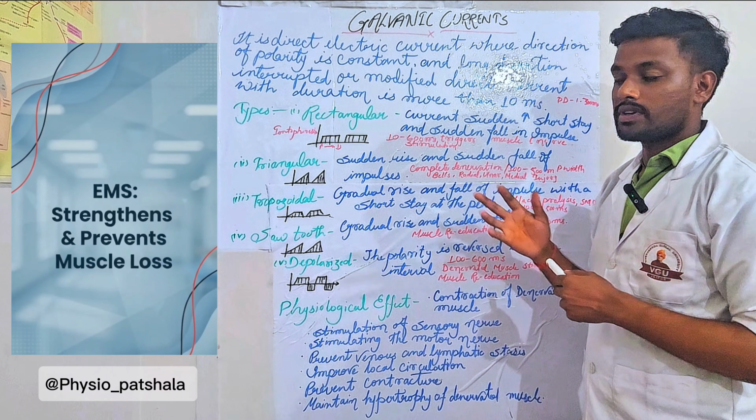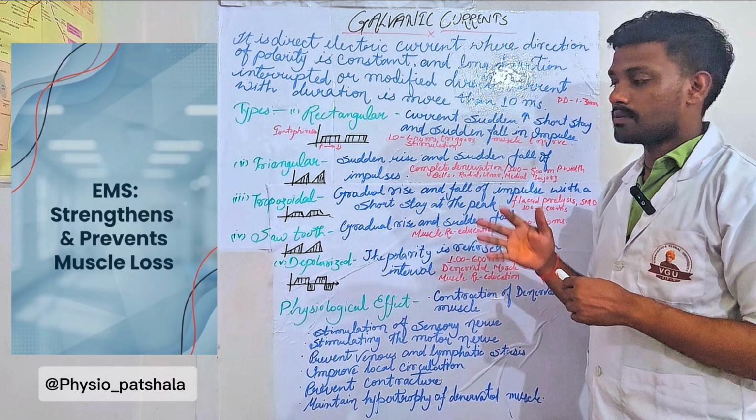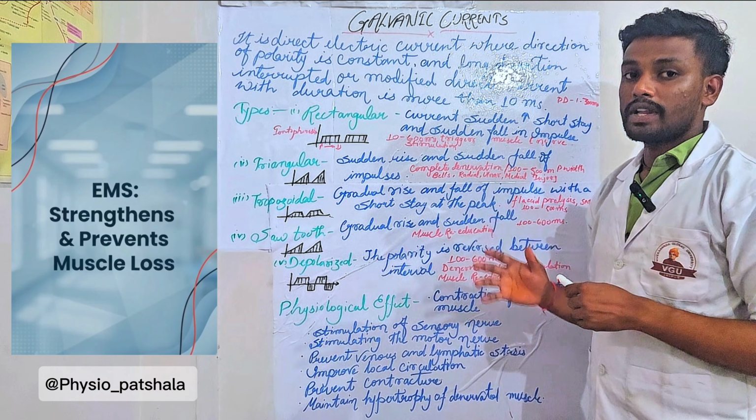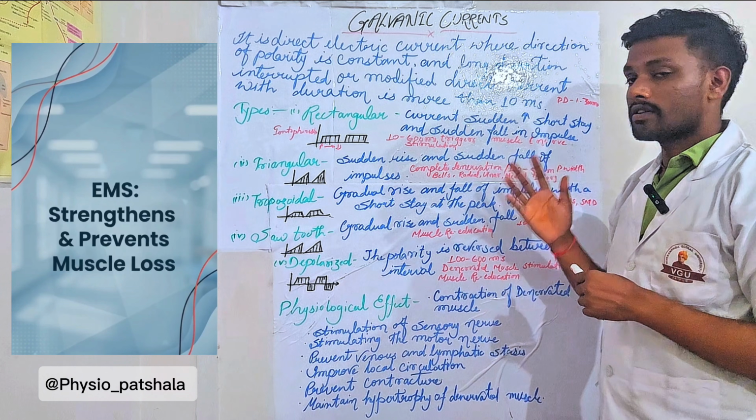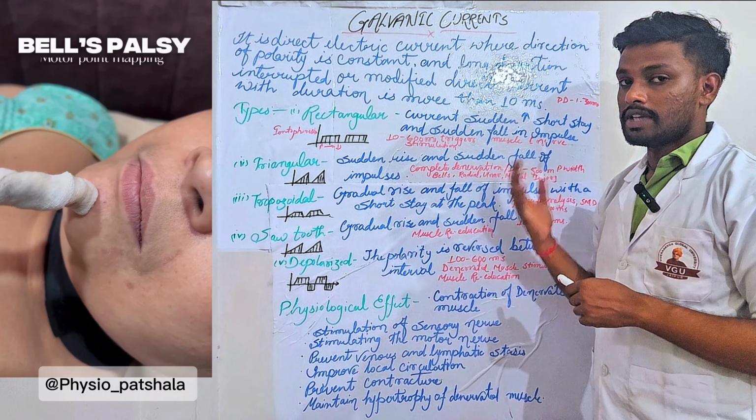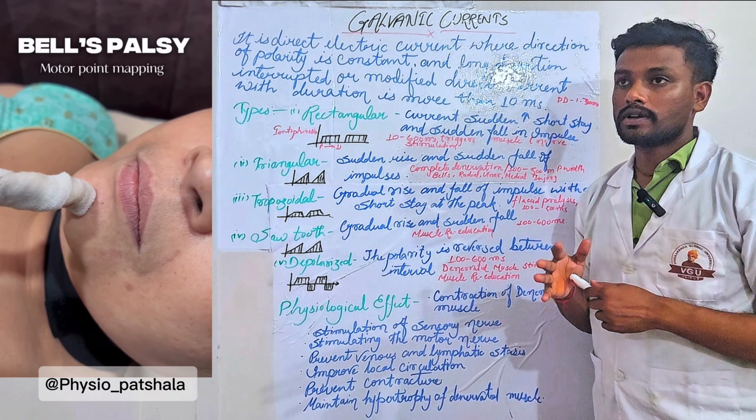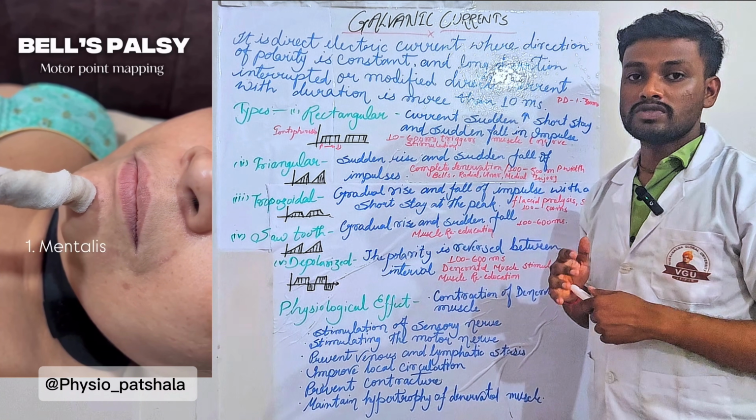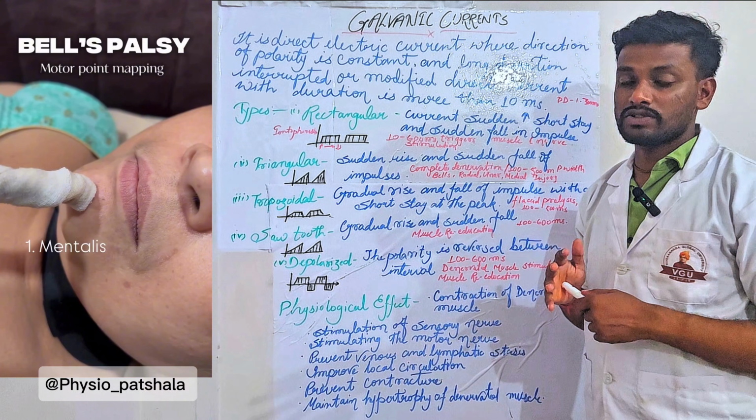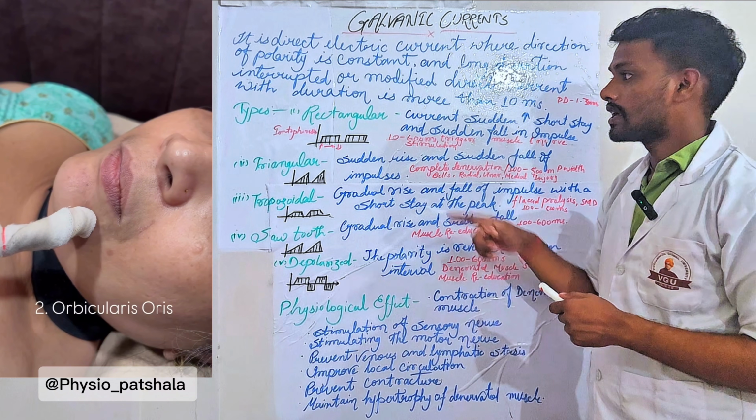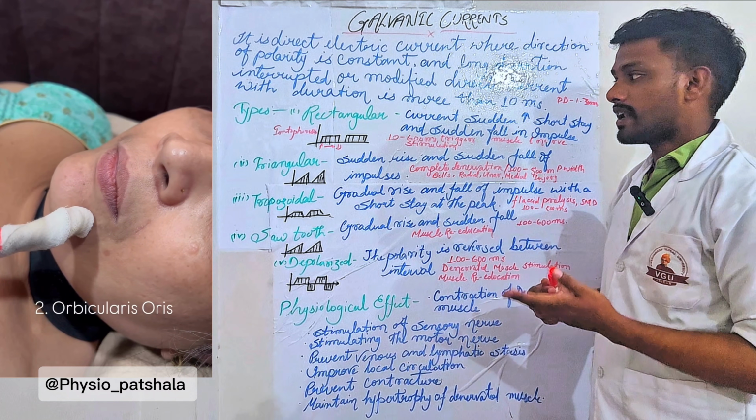So basically the frequency is 10 to 1600 milliseconds, which stimulates and triggers the muscle and nerve for re-education. The rectangular type of galvanic current is also used for iontophoresis, which is drug delivery into our body. We will discuss that in further videos. So that is the rectangular kind of galvanic current.